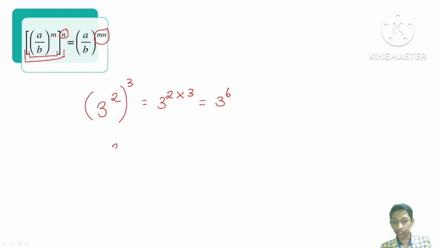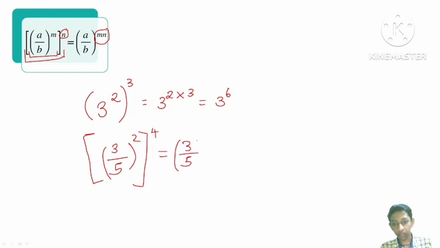Let's take another example. 3 by 5 raised to the power of 2 whole raised to the power of 4. This is equal to 3 by 5 raised to the power of 2 into 4, which is equal to 3 by 5 whole raised to the power of 8. Now let's move to the third law of exponents in multiplication.